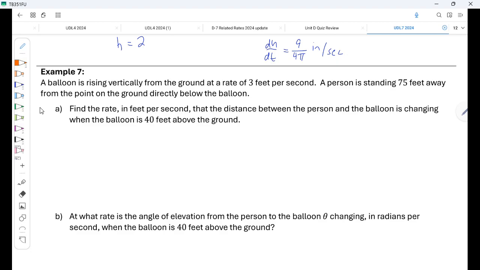So we have a balloon going straight up. Going to draw our picture. And it is going straight up at a rate of 3 feet per second. We did not let go of the balloon because we are standing over here 75 feet away.